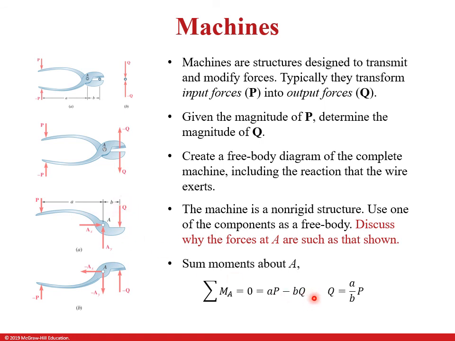So you can get a relationship for the force in the jaws of these wire cutters as a function of the force you put in times the ratio of the distances between the handle and the jaw of the plier. So you can see, right, the longer you make the handle A, the larger this force Q is for a given P. And also the shorter these jaws are, the shorter the distance to the center of the jaws, again, the larger that force Q exerted on the wire.